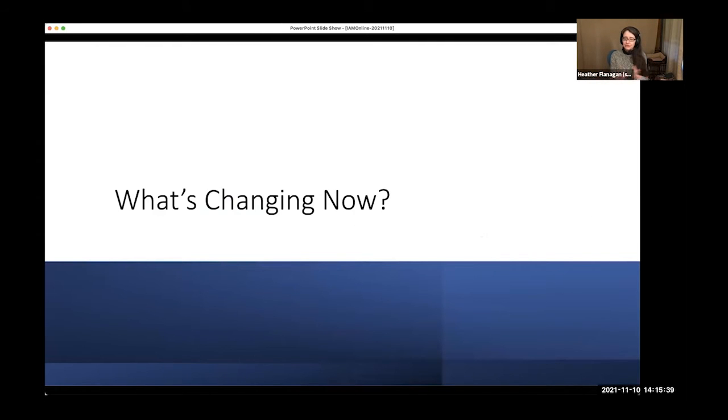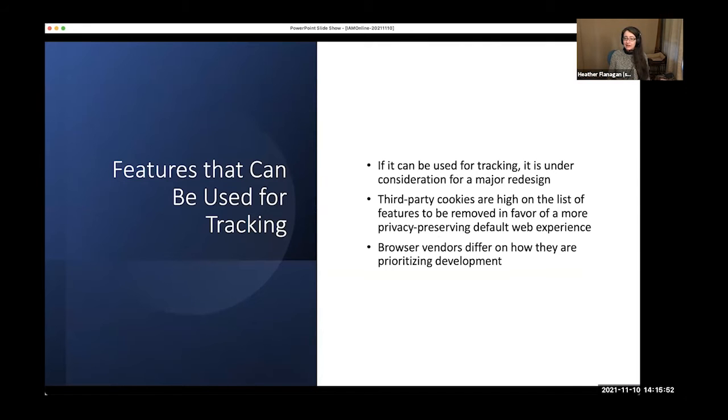Okay, so there's your quick information on what are the different mechanisms that can be used for tracking. There's a bunch. So what's changing right now? Remember, if it can be used for tracking, it's under consideration for redesign. The top of that list is third-party cookies. They're considered the most tractable of all the different mechanisms on how you might address it. The browser vendors do differ in terms of how they're prioritizing development to handle all of the different things that are considered technology that supports tracking. So things are happening at different rates, slightly different intensities, depending on what browser you're talking about.